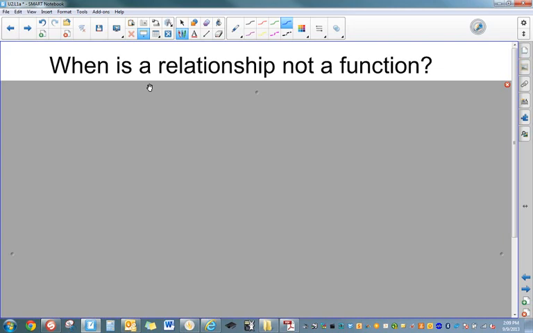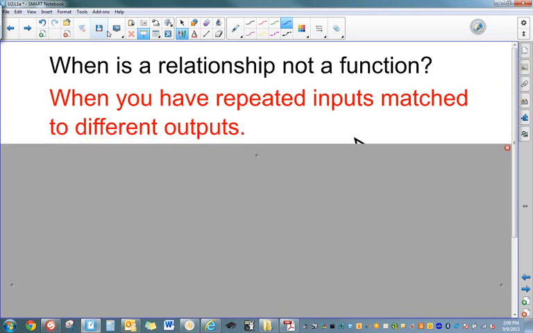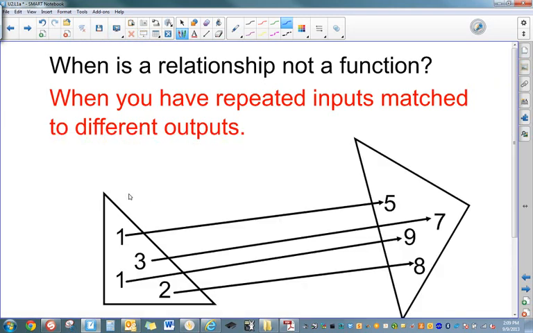Enrique, do you know when a relationship is not a function? Is it when the Y has the same length as... There's like two. Yeah, you get what I'm saying, right? I do. No, you're exactly right. When is a relationship not a function? When you have repeated inputs matched to different outputs. Or, put simply, when you have the same x value show up more than once.